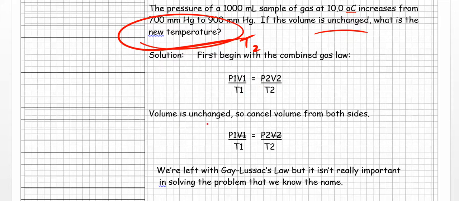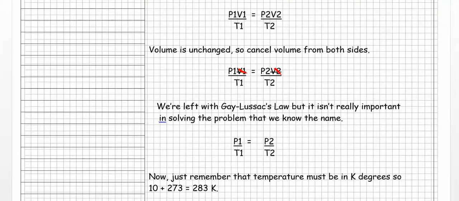Now, we've been told that the volume is what remains unchanged. So we'll cancel that out. V1 and V2 are just going to cancel away just like that. And I'm going to be left with P1 over T1 is equal to P2 over T2, right? So that's Gay-Lussac's law. But you don't need to know what the law is called. All you have to do is plug numbers in to arrive at the right answer.